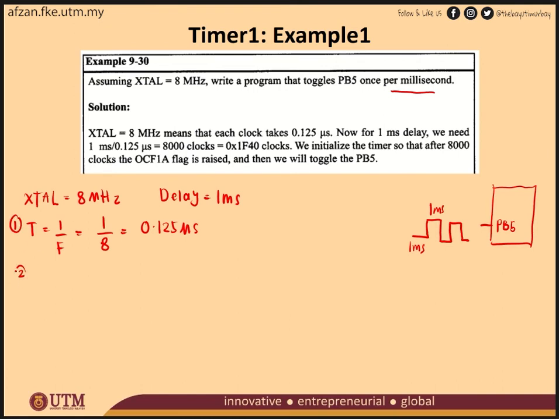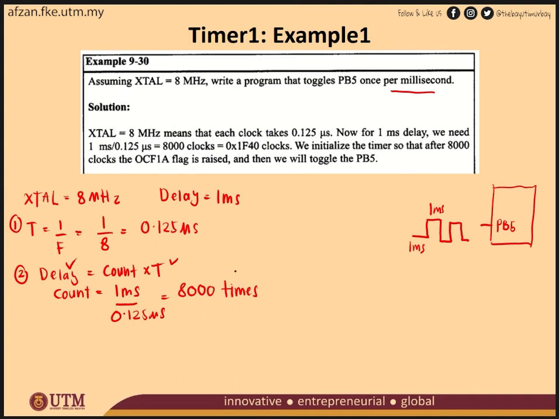The second equation, you should know that delay equals count multiplied with T period. Since you have a delay and you know your period, you need to find what is your count value. So count equals delay, which is 1 millisecond, divided by T, which is 0.125 microsecond. So you get 8,000 times.